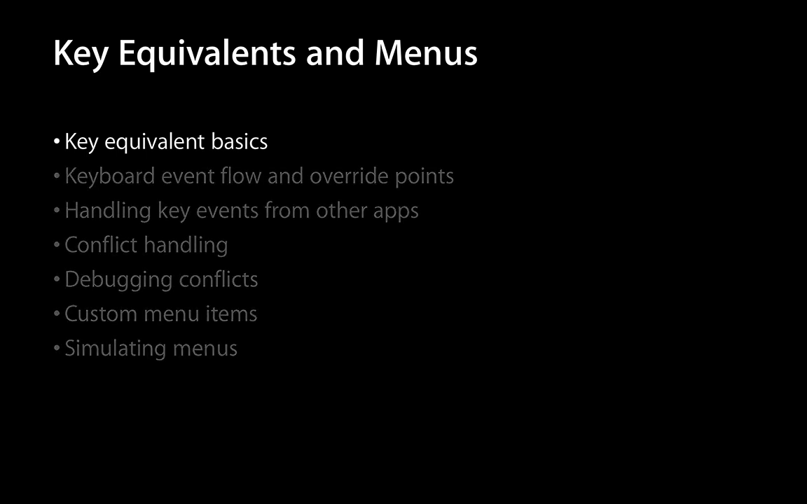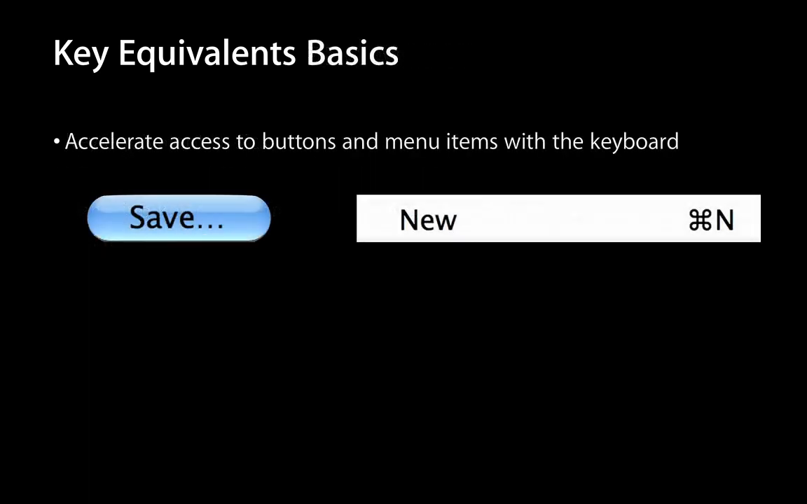So, key equivalent basics. Key equivalents are there to accelerate access to commonly used menu items and buttons via the keyboard. So here we see the save button, which has a key equivalent of return, which is why it's showing blue. And we have the new menu item, which has a key equivalent of Command N, of course. And it's the same API on NSButton and NSMenuItem, but most key equivalents are on menu items.